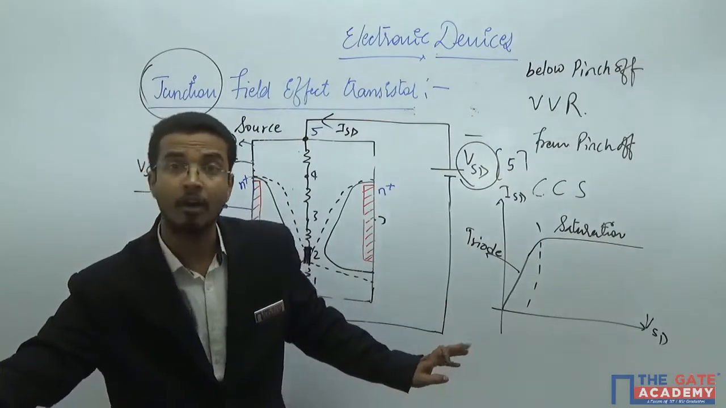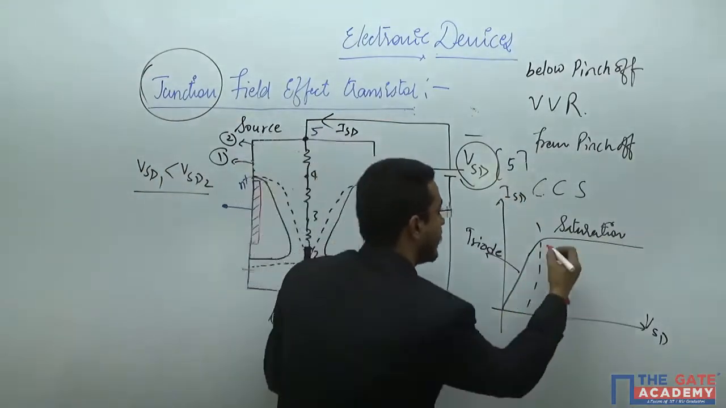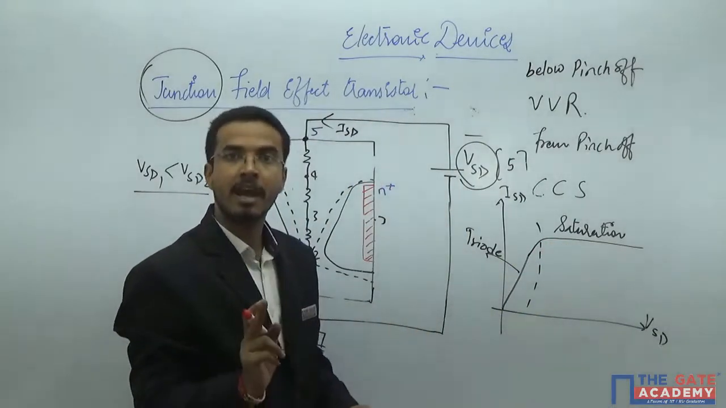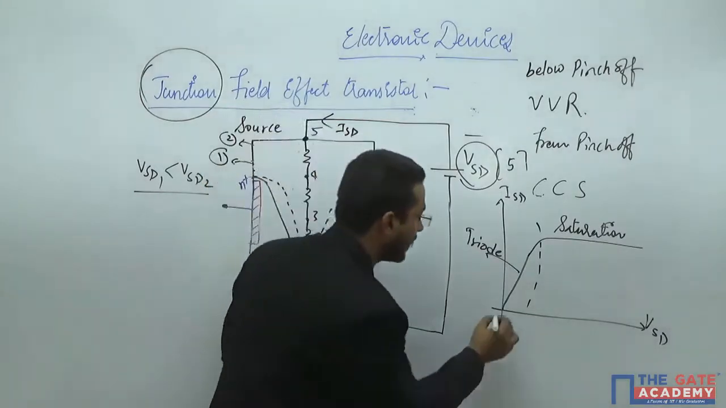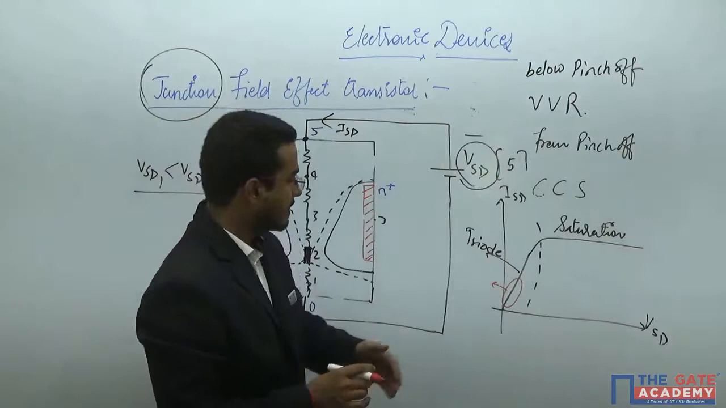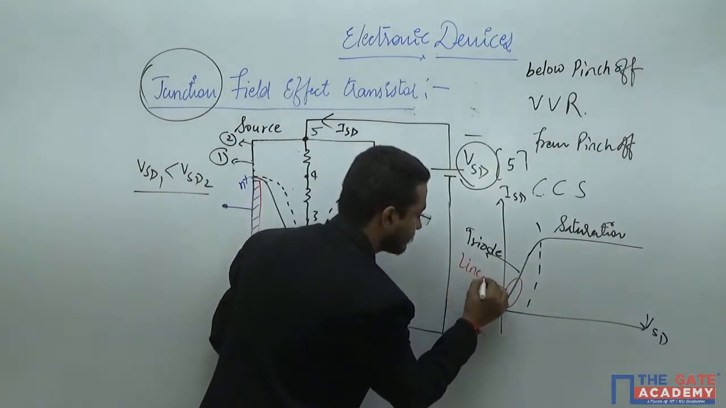It can be linear only in this portion. It is not linear in this. See there, here the slope is changing. That means it is not a line. It can act as a linear component only in this particular region. That means in the deep triode. That means very deep into the triode region, and this is a linear region.